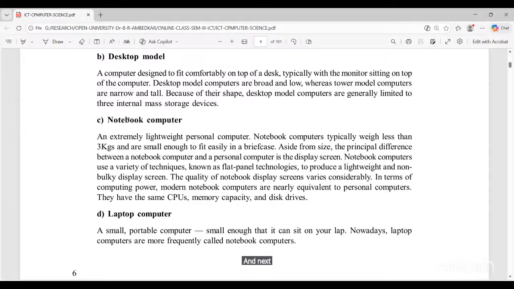And the next one is notebook computers. The weight of a notebook computer is very less, and the size is also small. We can say less than 3 kgs, maybe 2 kgs or even 1 kg. So they call this lightweight. 3 kgs we cannot say is lightweight, but 1 kg or 1.5 kg like that we can say. So these types of computers are called notebook computers.